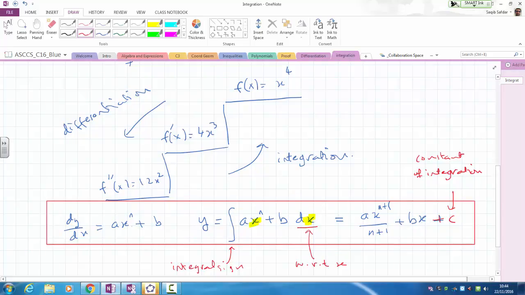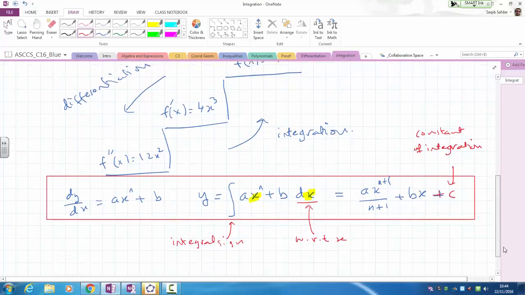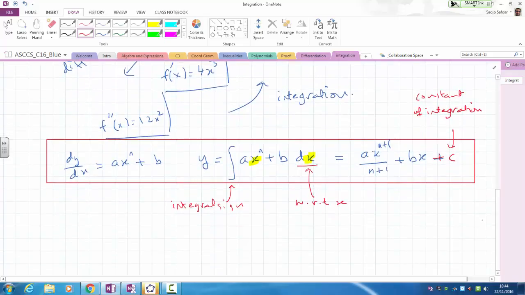So if you give me the gradient, and you want to work out the original function, you can integrate the gradient by raising the power by 1, dividing by the raised power, and so on. With respect to, WRT.